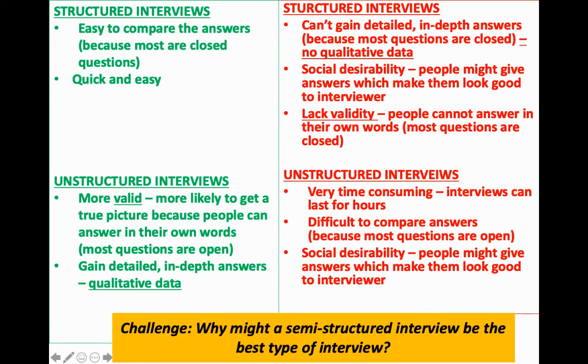It can also be quite difficult to compare answers because there are no preset questions. That means each respondent is being asked different questions. So how can a researcher possibly compare those answers? That can be quite challenging. The final one, social desirability. People might give answers, again, similar to what I mentioned earlier, that make them look good. They might exaggerate slightly so that the interviewer doesn't judge them or think negatively of them.